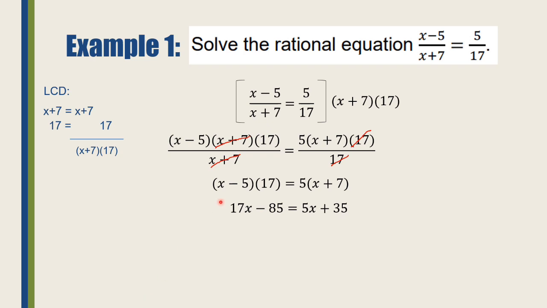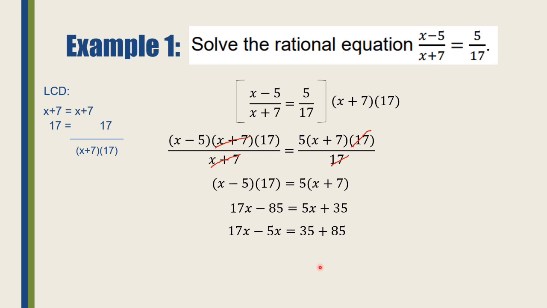Next, multiply 17 times x. We have got 17x. Then 17 times negative 5, so we got negative 85. On the other side, 5 times x, we have 5x. 5 times 7, we have positive 35. Then combine like terms. So 5x transposed to the other side becomes negative 5x, and negative 85 transposed to the other side becomes positive 85.